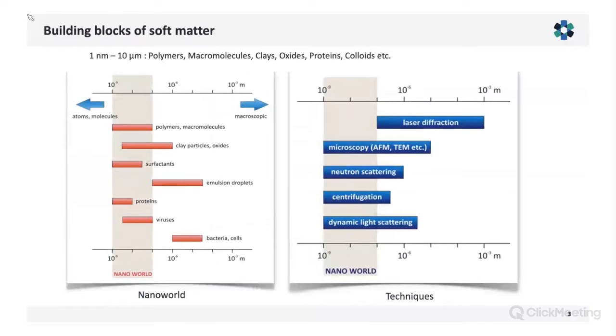So let me first start by setting the stage: what kind of systems are all of us interested in? We are interested in polymers, macromolecules, small particles, clays, proteins, colloids. These are all objects that are small so that they remain suspended by Brownian motion. So they're typically from a nanometer scale to a micrometer scale.